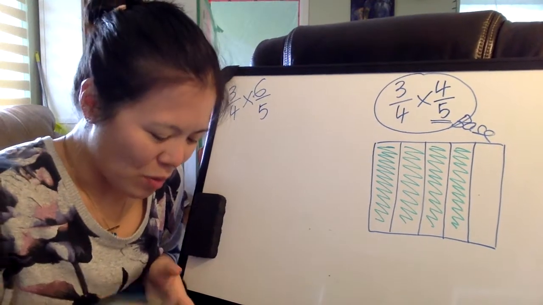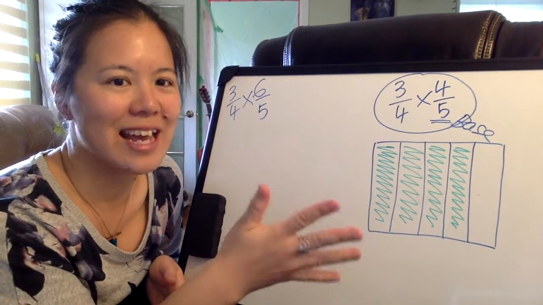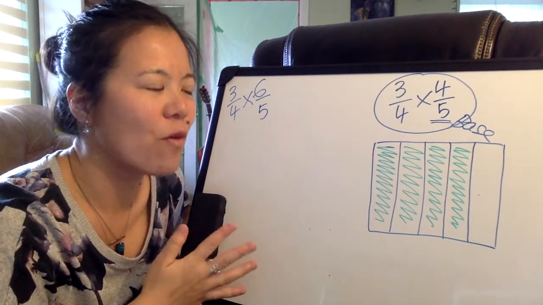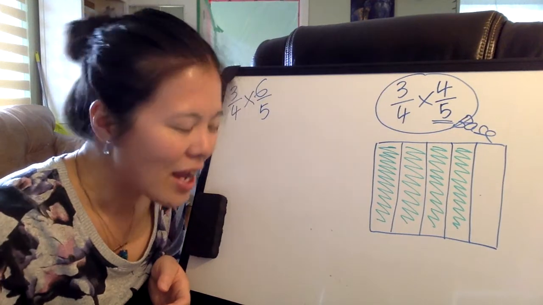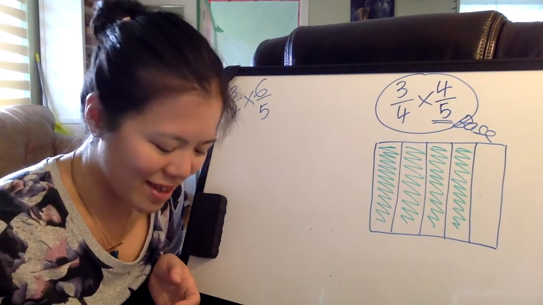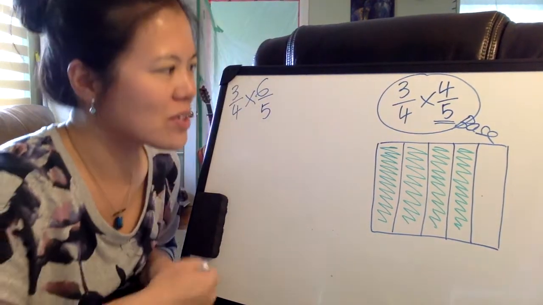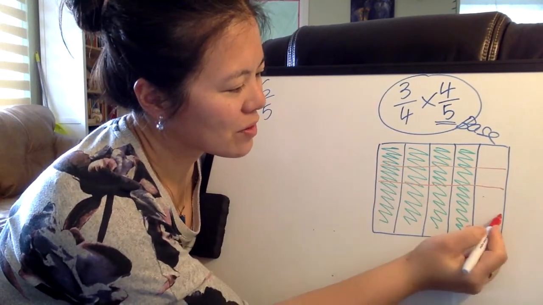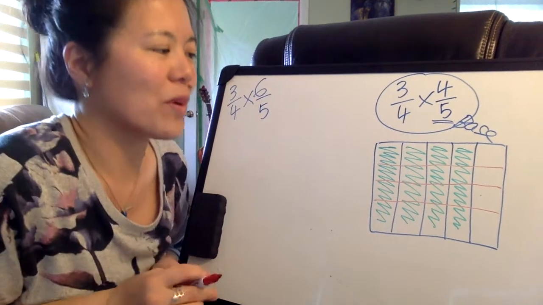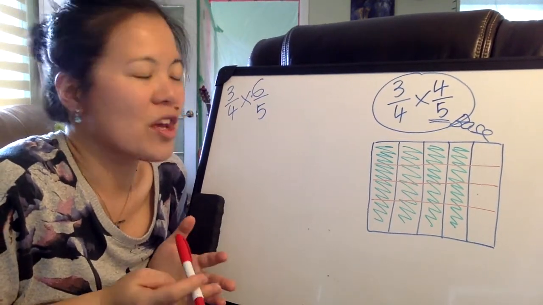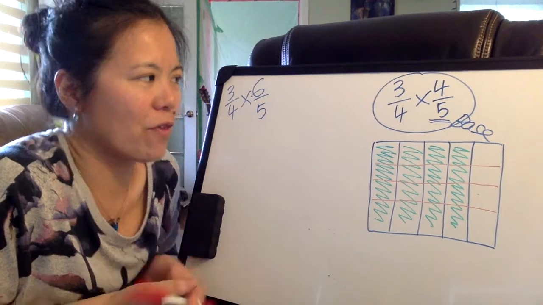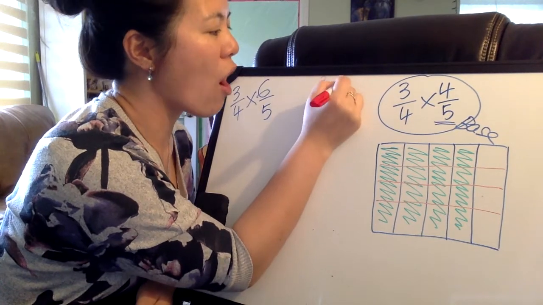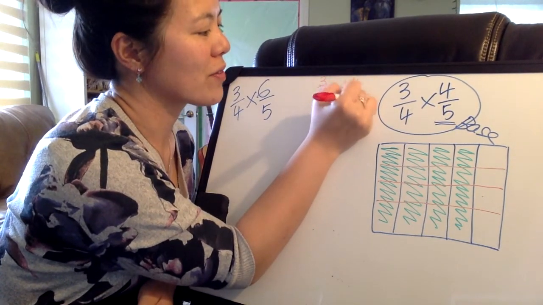And then remember, because we dissected this area model for our 4/5 from top to bottom, for the next bit we are going to do it side by side, side to side, and we want to figure out what is 3/4 of 4/5. So once again, what we're asking here is 3/4 of 4/5.